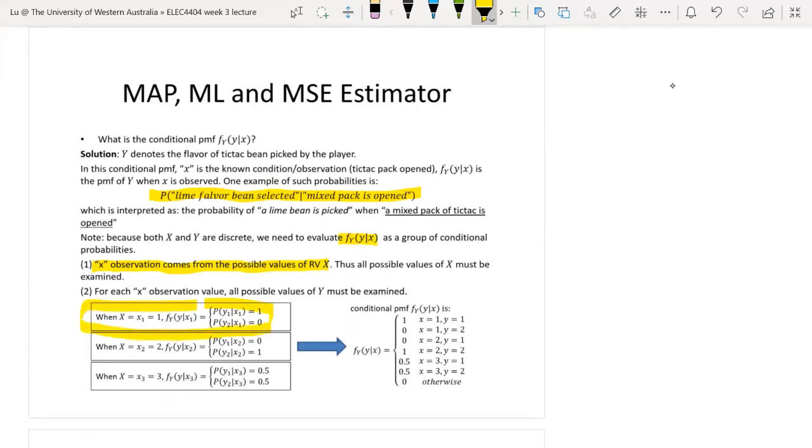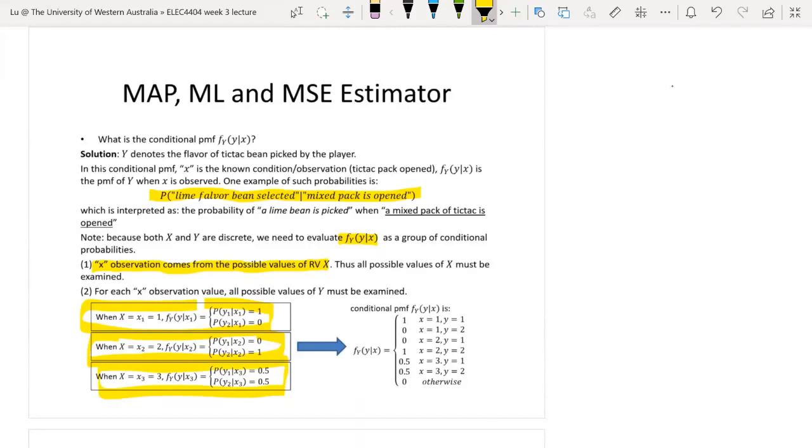Similarly, another possible value of x is x2, which is 2, the orange box. In such a case, we evaluate the probabilities of the flavor of the bean respectively and get this result. Finally, if the random variable x equals x3, which is 3, that means we pick one mixed box of Tic Tac, and then we evaluate the probabilities of the flavor of the beans.